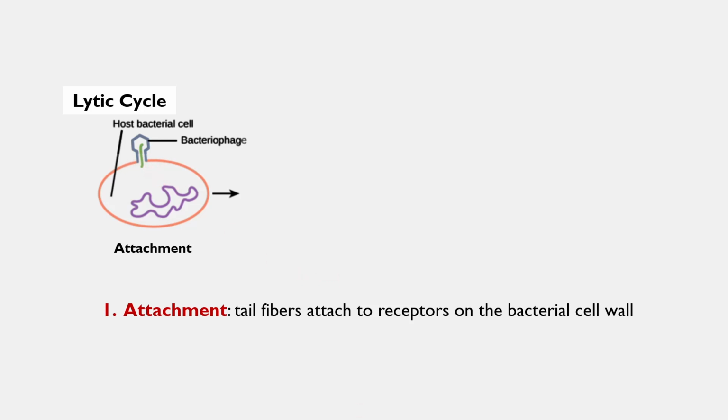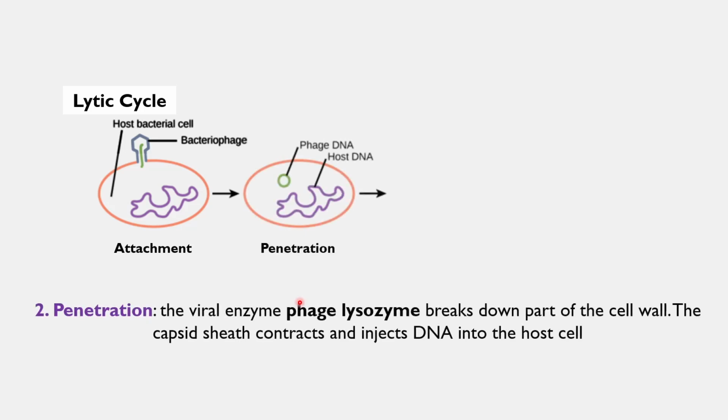After that comes penetration, wherein the viral enzyme phage lysozyme breaks down part of the cell wall, and then the sheath of the capsid contracts, kind of like a hypodermic needle, and it injects the DNA into the host cell. The capsid remains external to the host cell, so the capsid does not enter, rather it simply injects its DNA into the inside of the host cell. So after this step, all we have is viral DNA inside of the host cell.